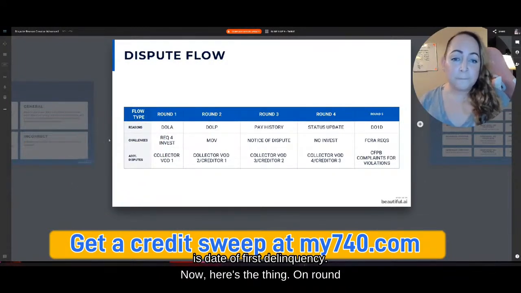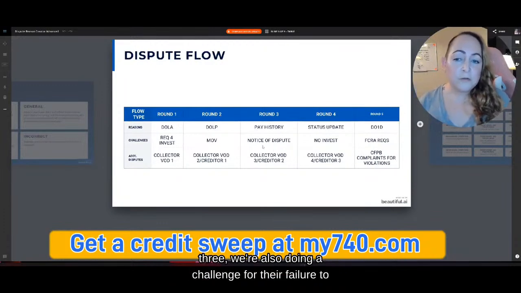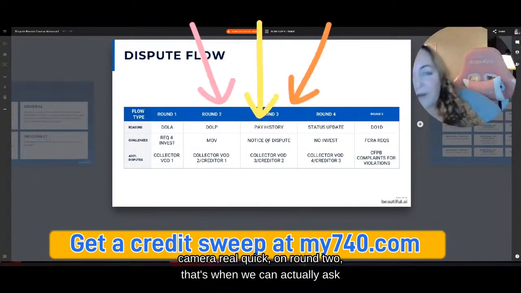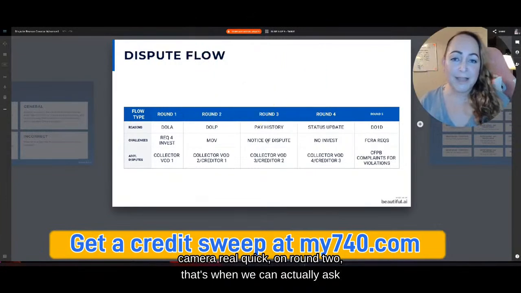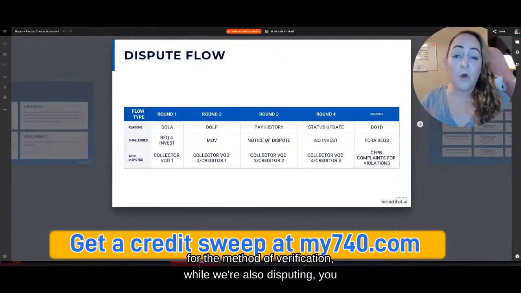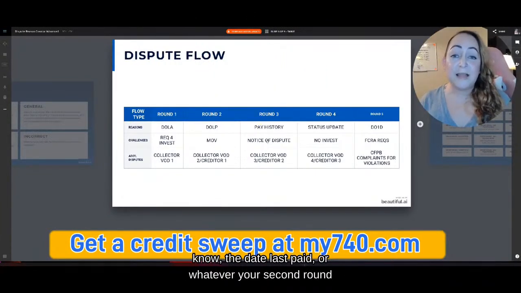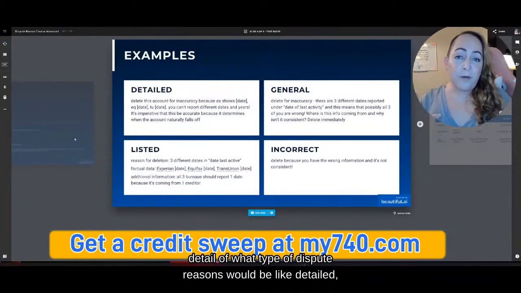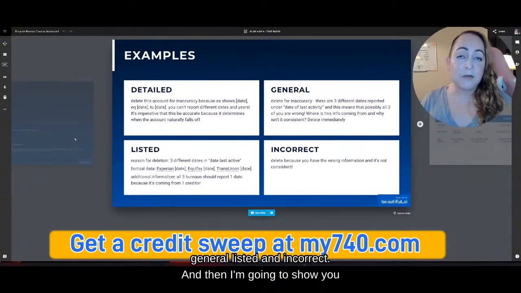Now, here's the thing. On round 3, we're also doing a challenge for their failure to enter the notice of dispute. And I'm just going to look around my camera real quick. On round 2, that's when we can actually ask for the method of verification while we're also disputing the date last paid or whatever your second round dispute is. All right. And I actually did give a broken down detail of what type of dispute reasons would be like detailed, general, listed, and incorrect.